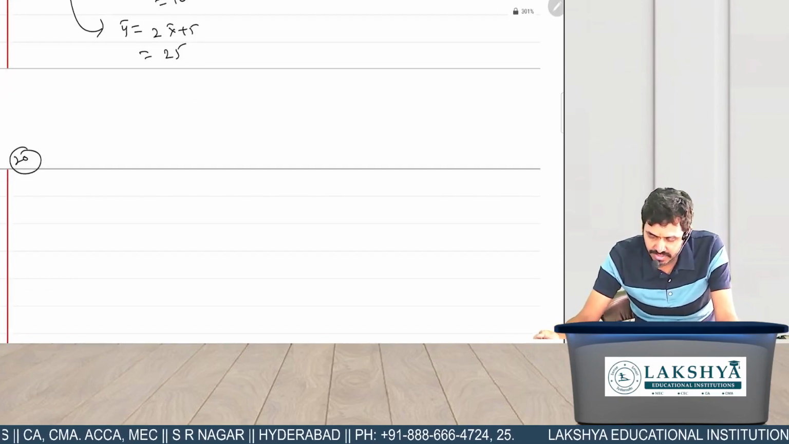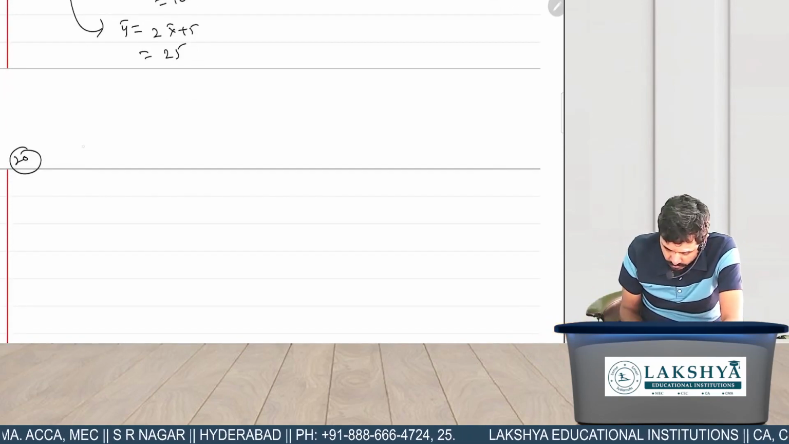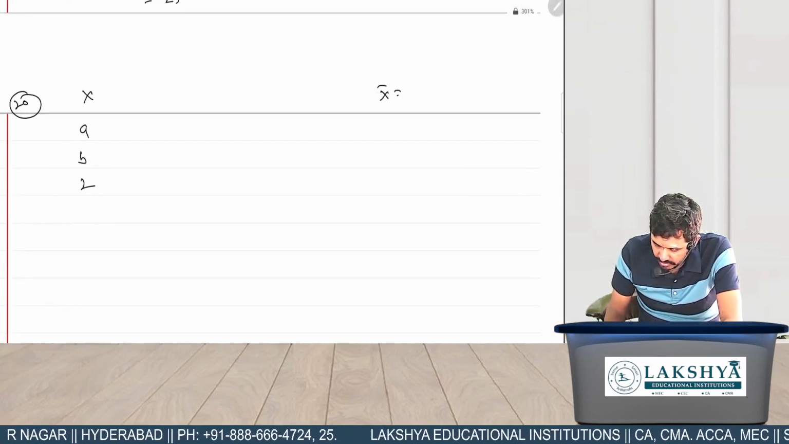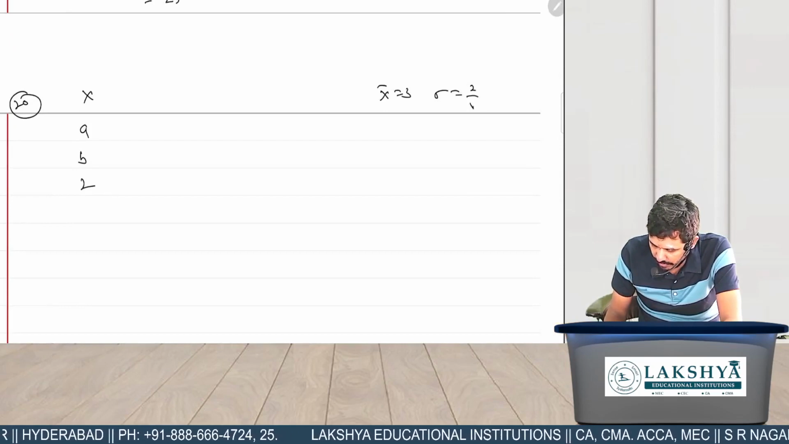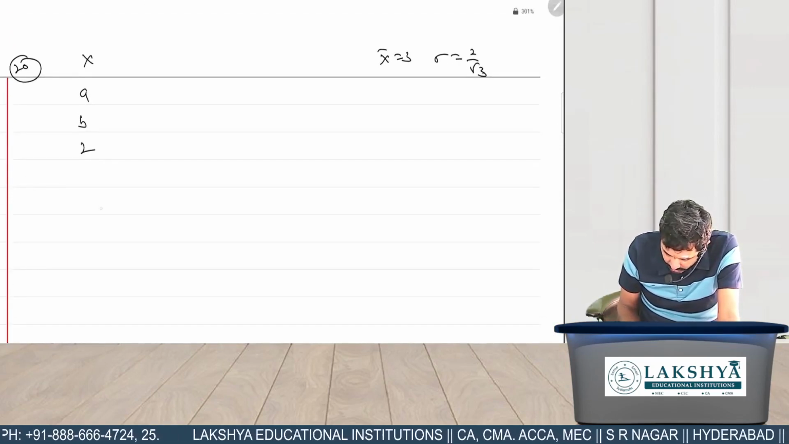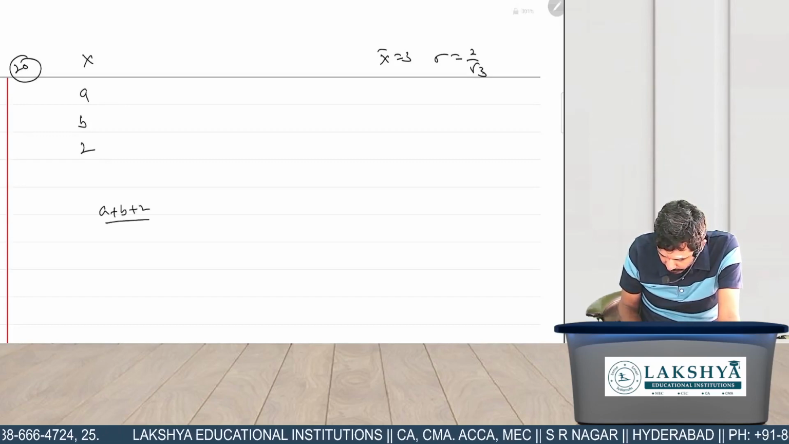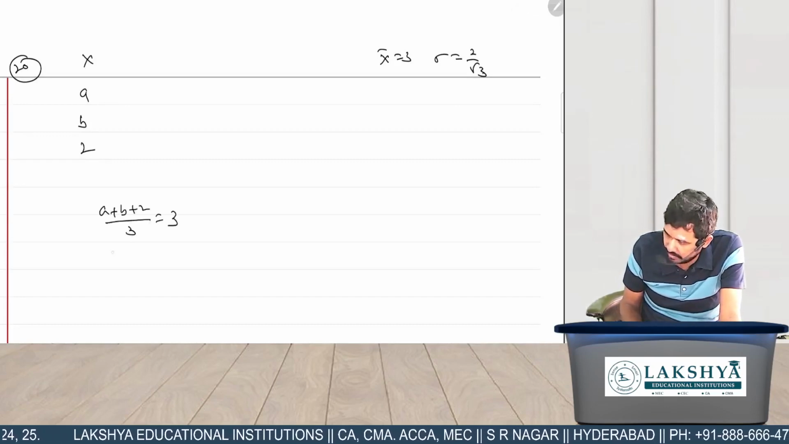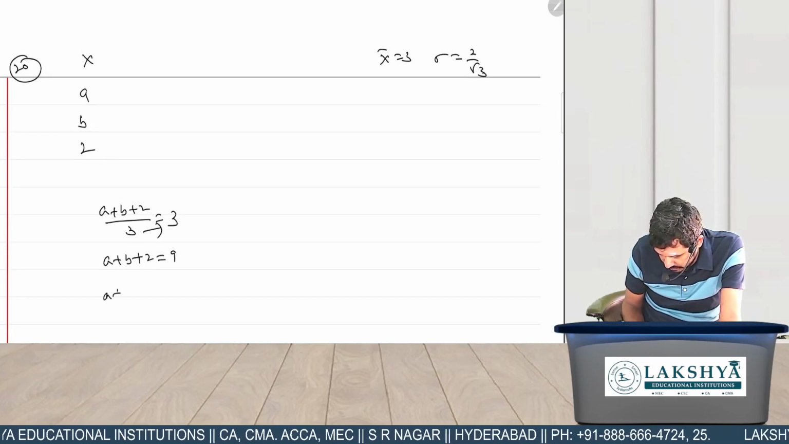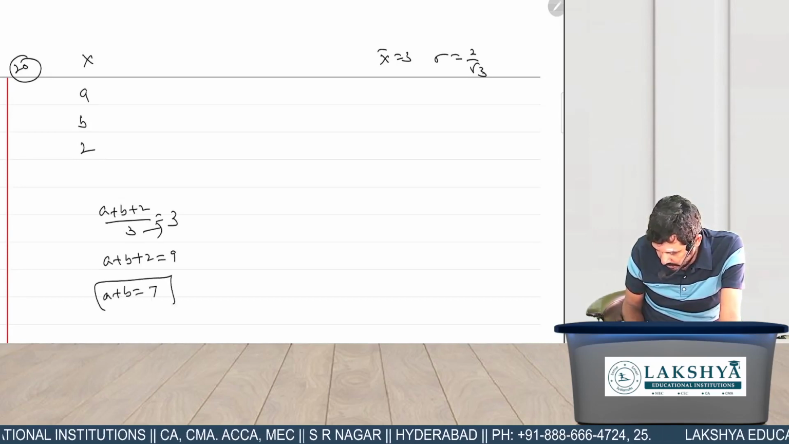The mean and standard deviation for observations A, B and 2. Arithmetic mean is 3. Standard deviation is 2 by root 3. Then what is the value of A into B? See, A plus B plus 2 by 3 is equal to arithmetic mean 3. A plus B plus 2 is equal to 9, cross multiplication. A plus B is equal to 7.